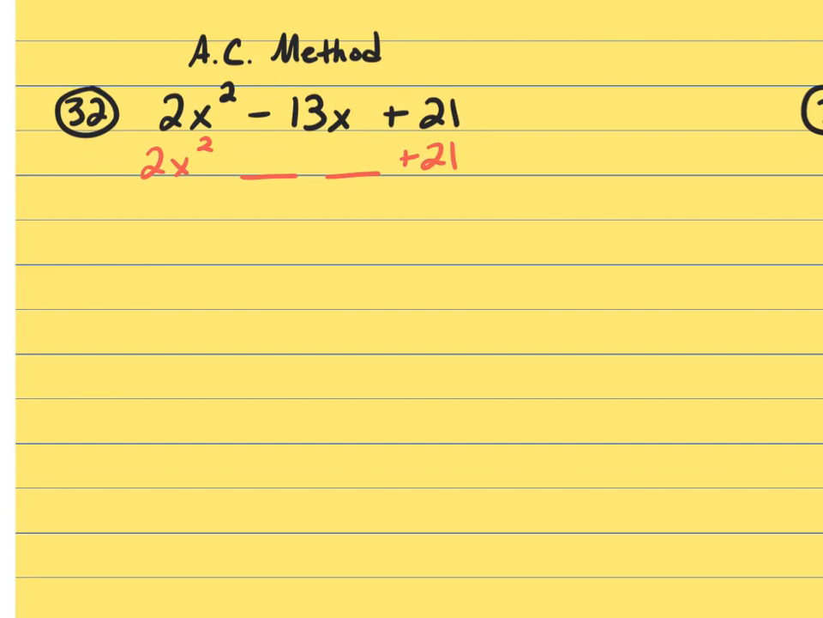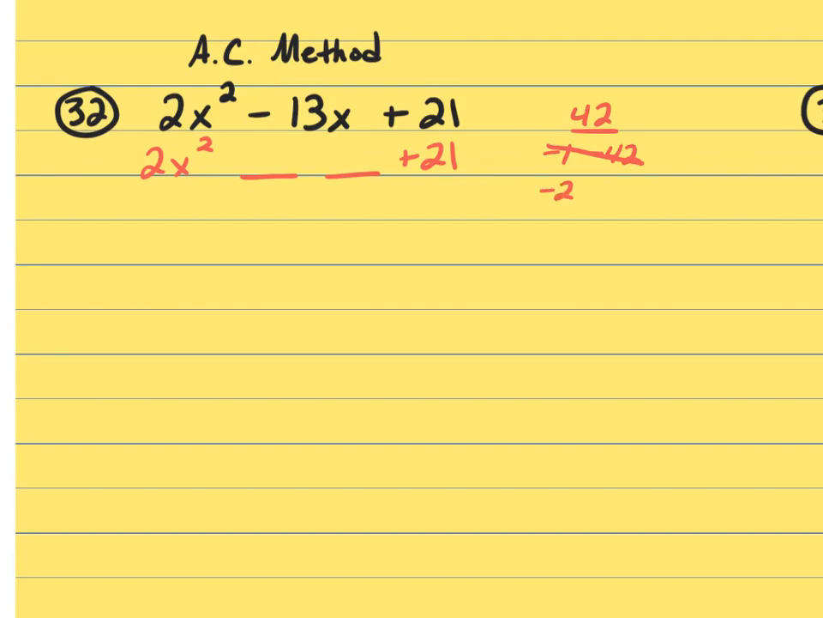Now, it's called the AC method because I'm going to multiply my A value times my C value, which is 2 times 21, and I get 42. Now, as I'm listing my factors, I need numbers that multiply to give me 42, but when I combine them, I get negative 13. So I do 1 times 42. Now, that gives me 42, but that does not combine to give me negative 13. So then I try negative 1 and negative 42, and that still doesn't work.